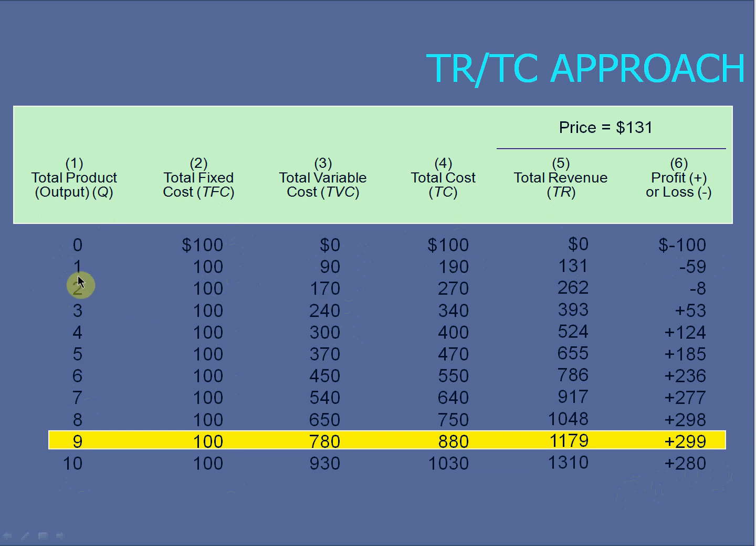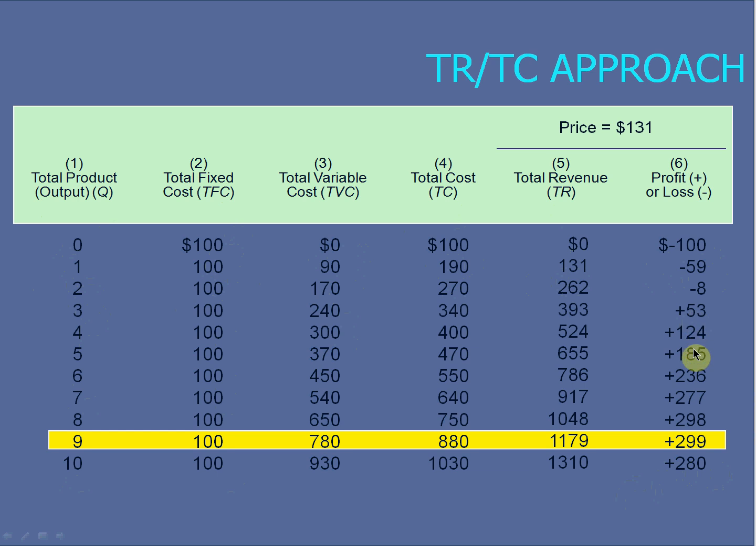When we change our output to produce one widget, we now find that the total costs increase to 190, but the total revenue is 131. Here we still have a loss of $59, but it's less. And as we continue to look at various levels of output, we can start to see that after we get to the third level of output, we're now running a profit instead of a loss.